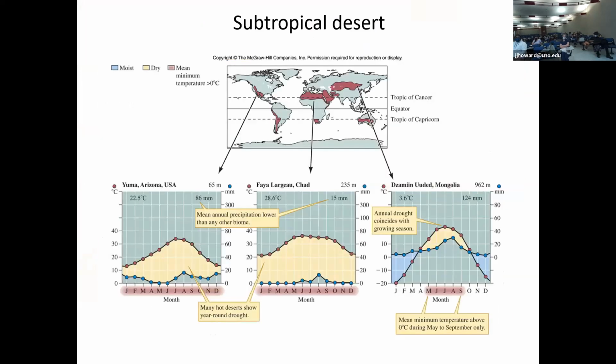Okay, so here are a few desert climate diagrams, and you see that in every case, for most of the year, the demand for moisture exceeds the supply of moisture. And that's true in Yuma, Arizona, here on the left, and in Chad in the center.